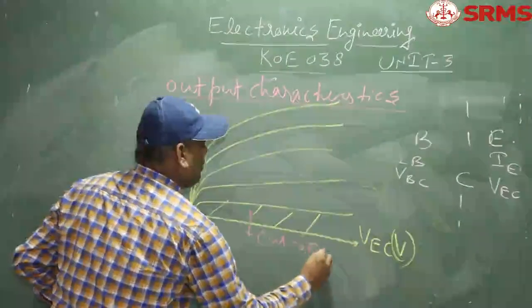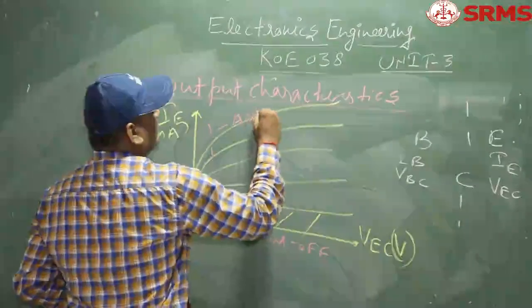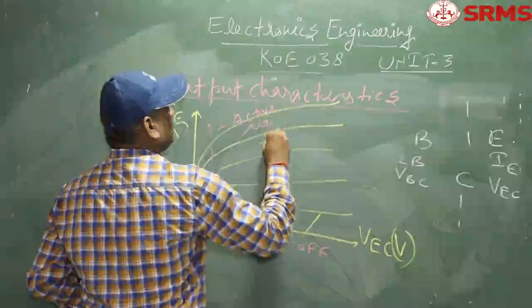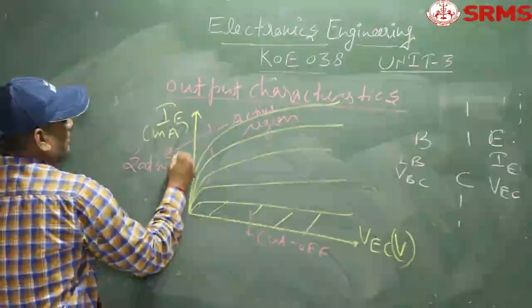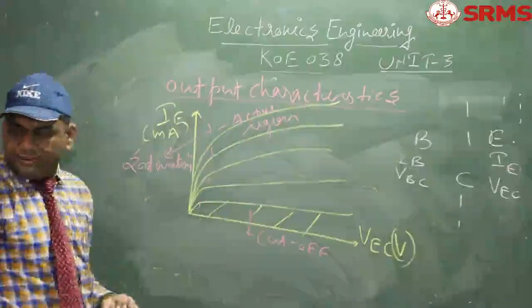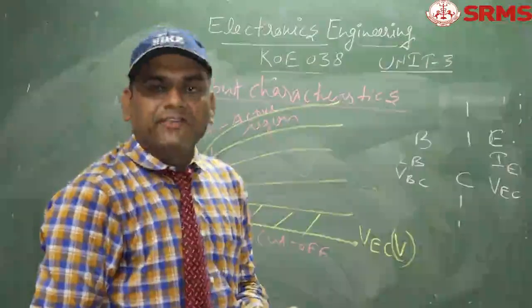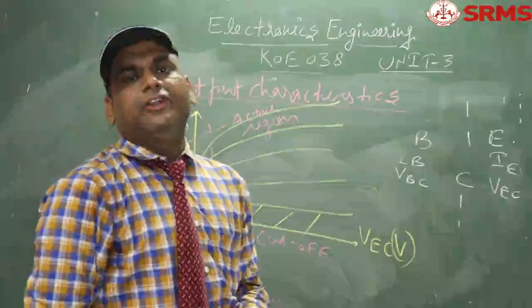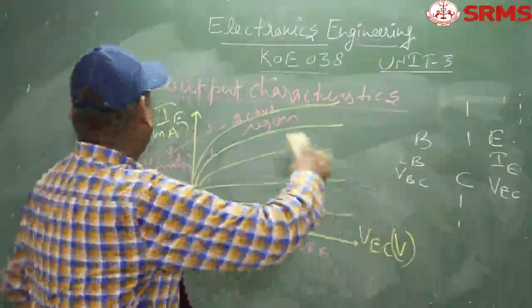Cut off region. This region is now become active region, and this region is now become saturation region. Is that clear? So the output characteristic for given transistor in the common emitter configuration as well as in the common collector configuration are always same.